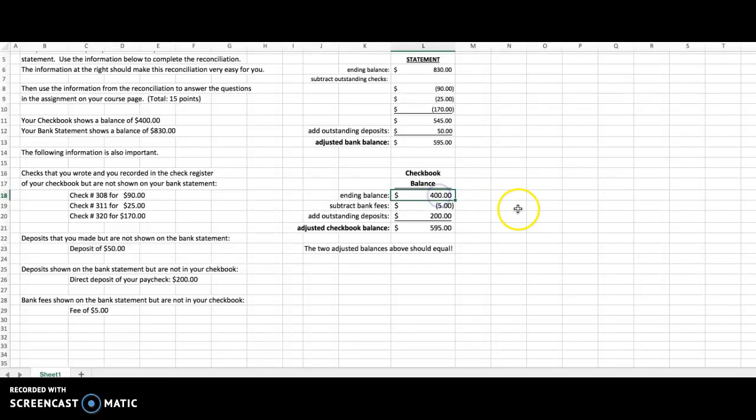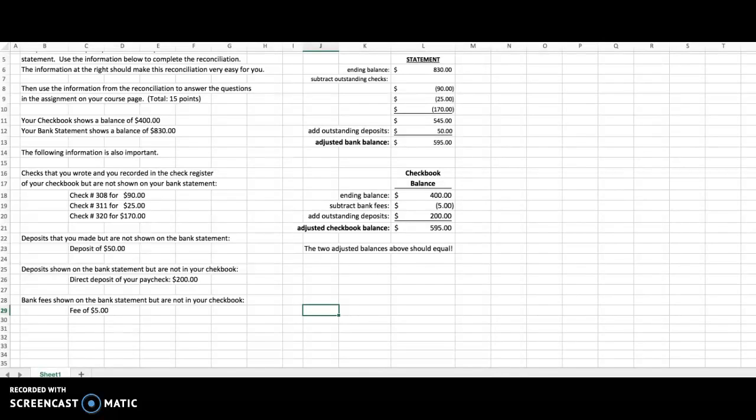And to your $400 checkbook, we've deducted the bank fee of $5. We've added the outstanding deposit of $200 that you did not indicate in your checkbook, but the bank has, and that adds up to $595. So your adjusted checkbook balance is $595, and your adjusted bank balance is also $595. This is the process of reconciliation.